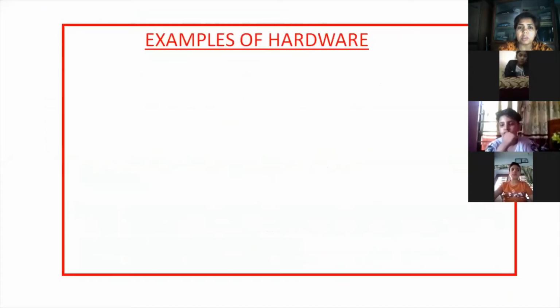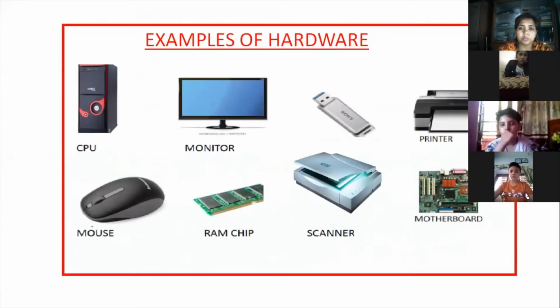Now here are some examples of hardware. Can you see the CPU there? Standing one, tall type, that is called casing box actually. The outer covering of this picture is known as casing box. Just follow my mouse pointer, okay? My mouse pointer is pointing on CPU.